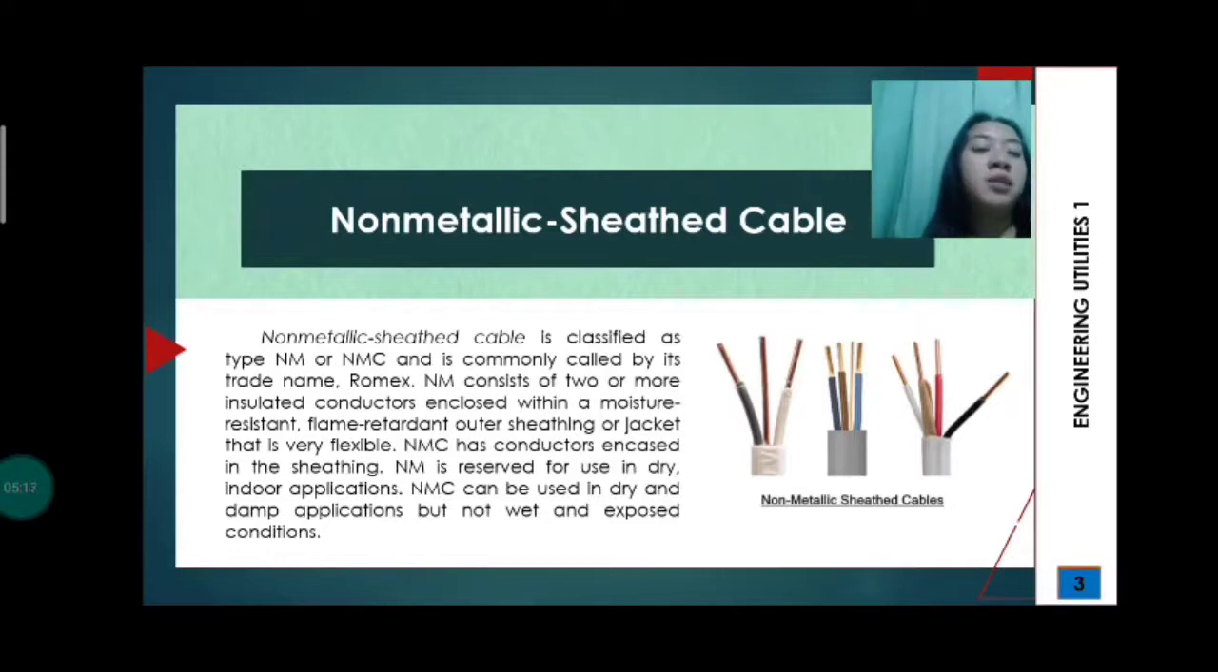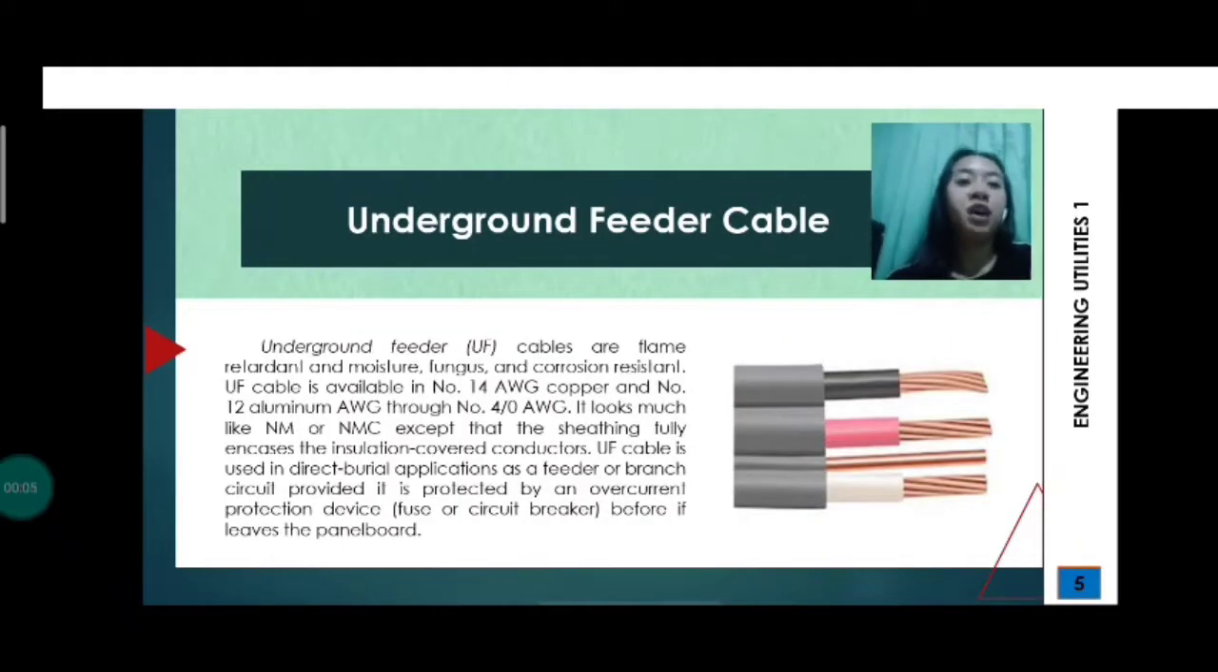NM are the non-metallic sheeted cables that are used in dry and indoor applications, while NMC are used in dry applications and also in damp applications. Non-metallic sheeted cables are usually found in phones or gadgets. Next is the underground feeder cable. Underground feeder cables are flame retardant and moisture, fungus, and corrosion resistant.